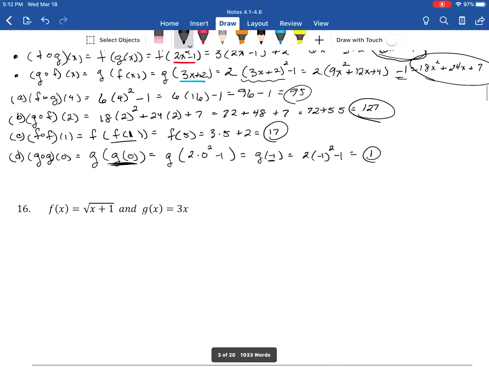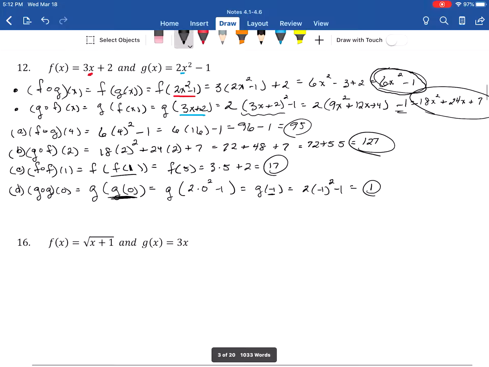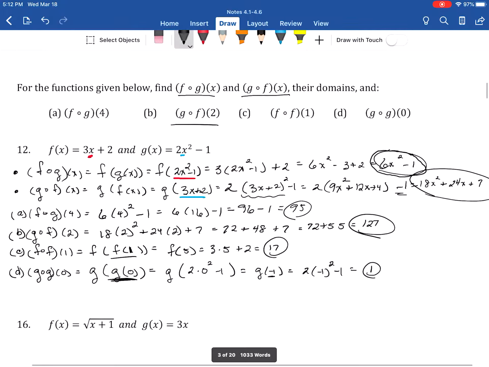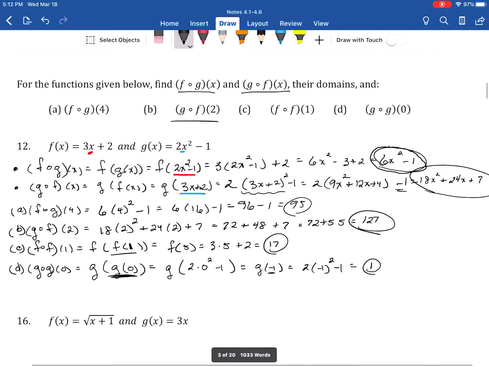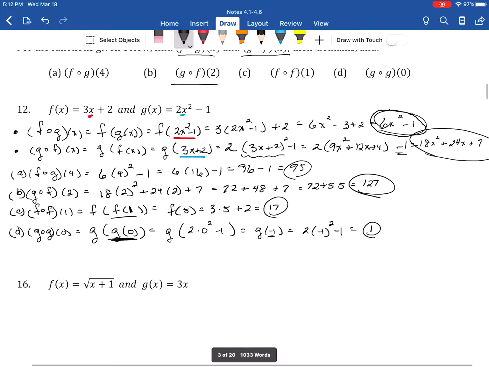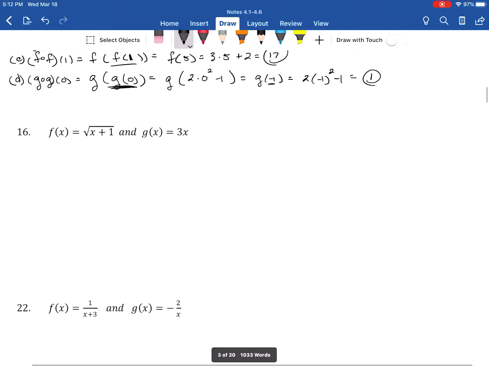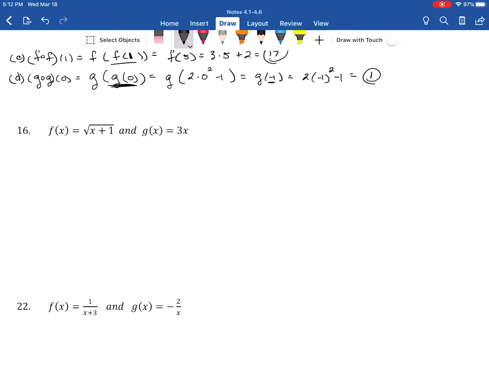Number 16 goes something like this. The directions are the same as for the problem we just finished. Find F composed with G, G composed with F, and then each of those four parts that are listed below. So let's begin with F composed with G.